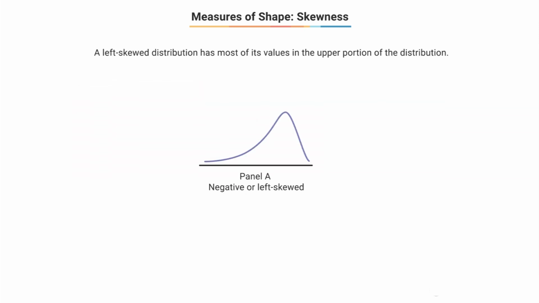Panel A displays a left skewed distribution. In a left skewed distribution, most of the values are in the upper portion of the distribution. Some extreme small values cause the long tail and distortion to the left and cause the mean to be less than the median. Because the skewness statistic for such a distribution will be less than 0, some use the term negative skew to describe this distribution.